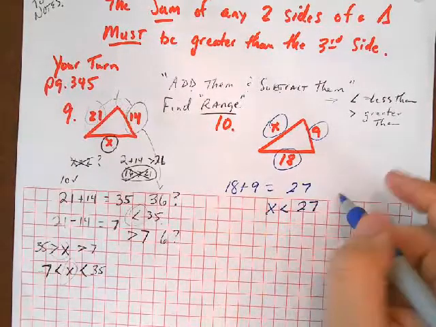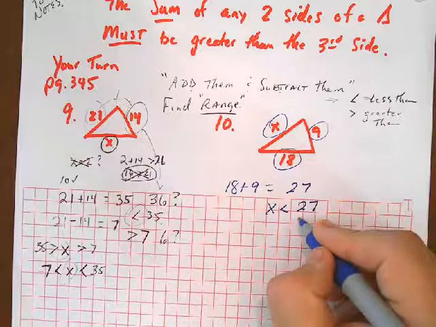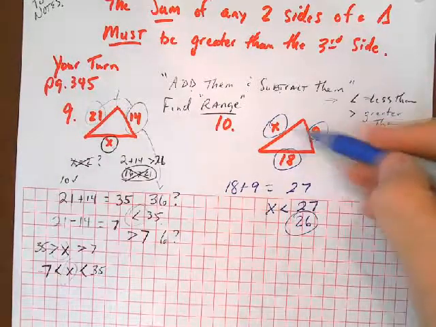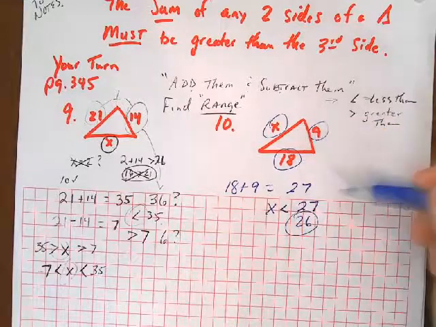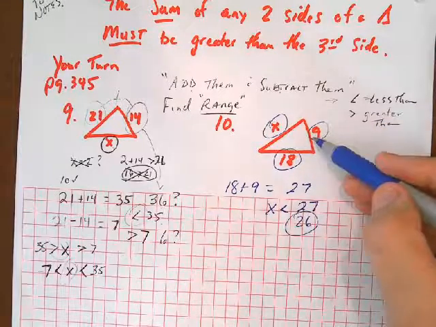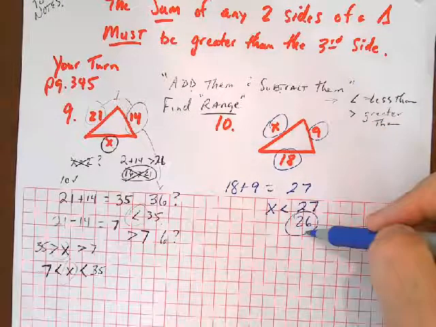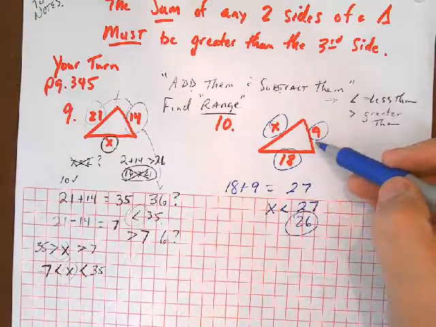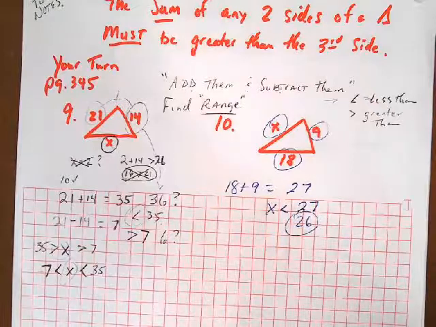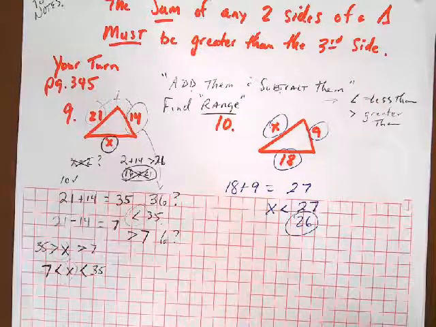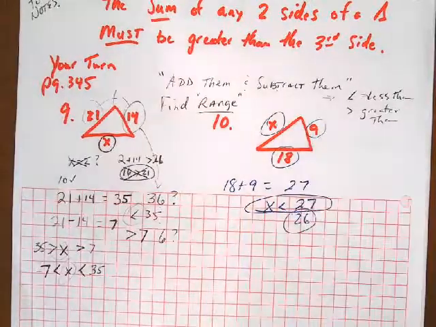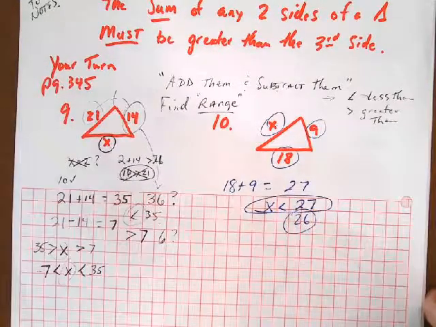Okay, so let's just do a test. What if x is 26? Let's see if that works. 26 plus 9, yeah, that's greater than 18. 18 plus 9 is 27, that's greater than 26. 26 plus 18, yeah, that's a lot larger than 9. So yeah, that's a possible value that would make x appropriate for the third side of the triangle.